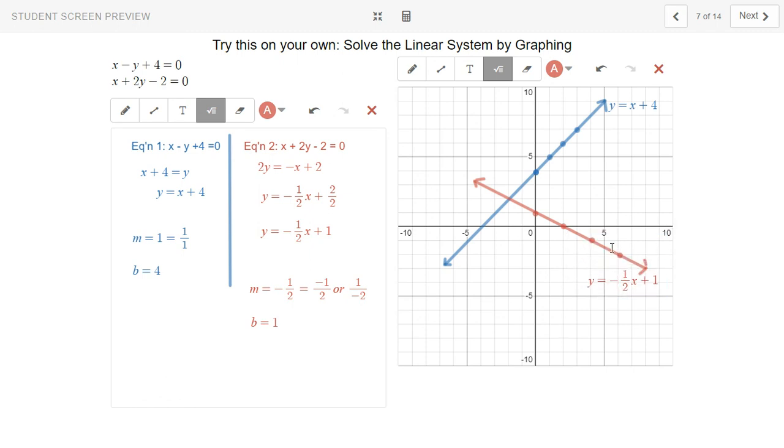And we see that our solution is right here. The solution we've created happens at negative 2, 2.